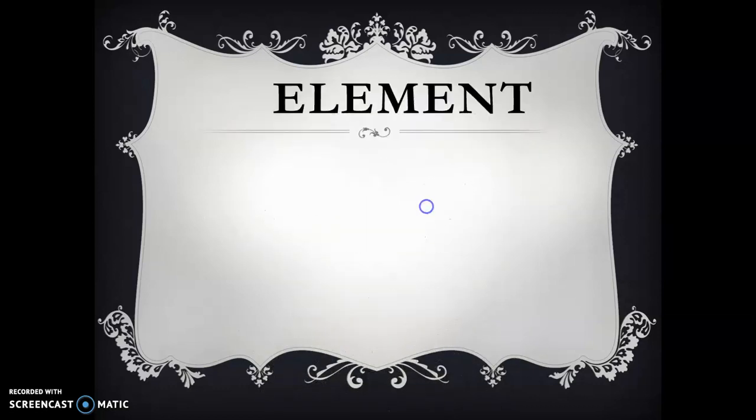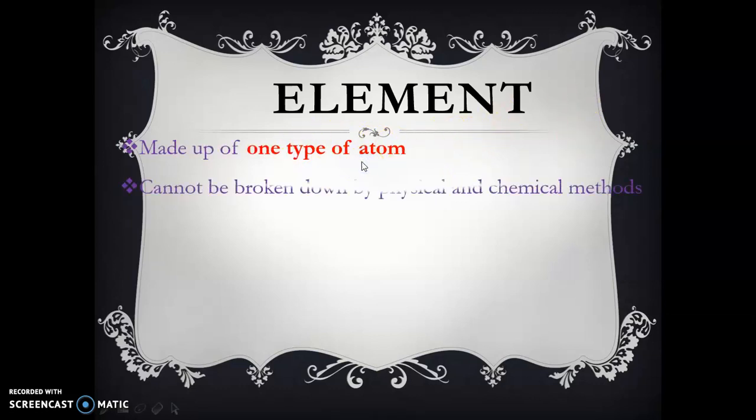What is an element? An element is made up of one type of atom. It cannot be broken down by physical and chemical methods because it is only made up of one type of atom. Examples are oxygen, nitrogen, and carbon.